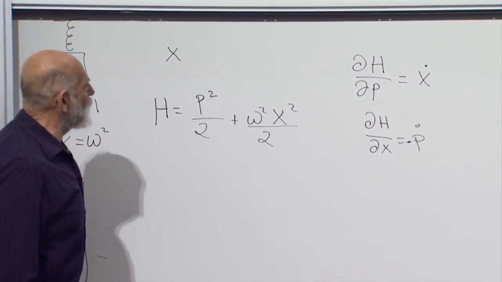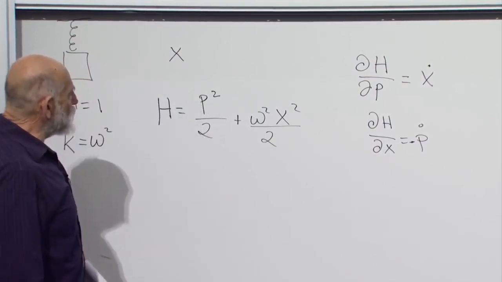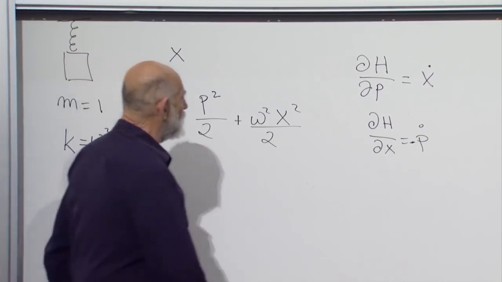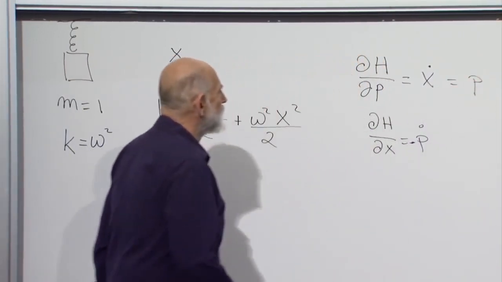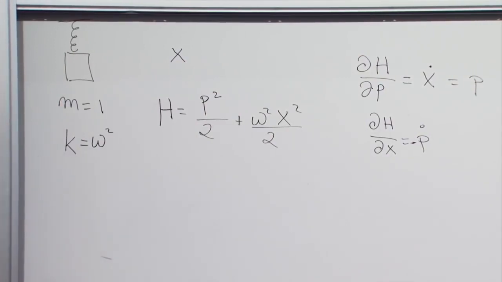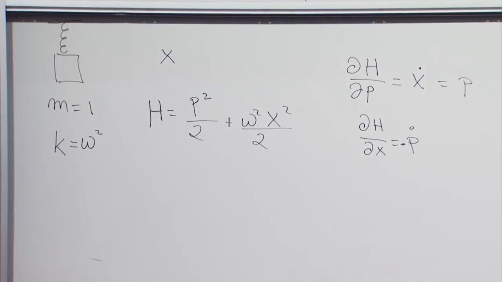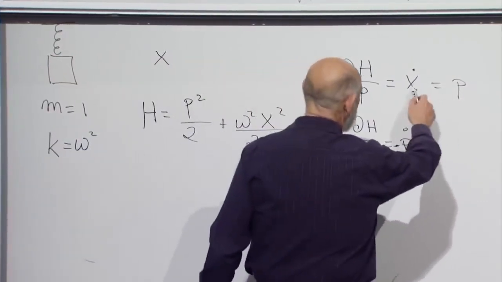Okay, let's see what we get. dH by dp is equal to x dot. dH by dp is p. So this says that p equals x dot, right? That's not too bad. Momentum is equal to velocity. What happened to the mass? Oh, I set the mass equal to 1. So that's okay. I'm a physicist. I'm allowed to do that. p is equal to x dot.